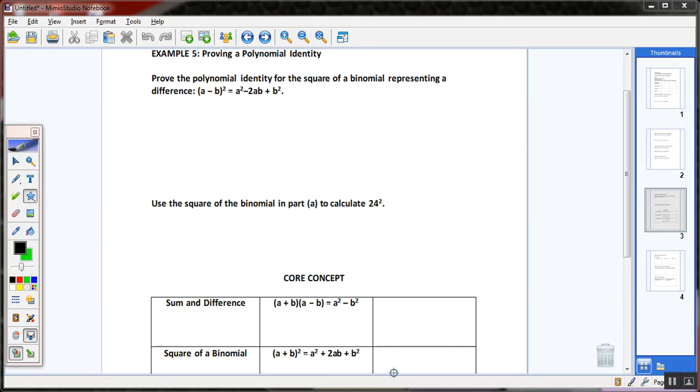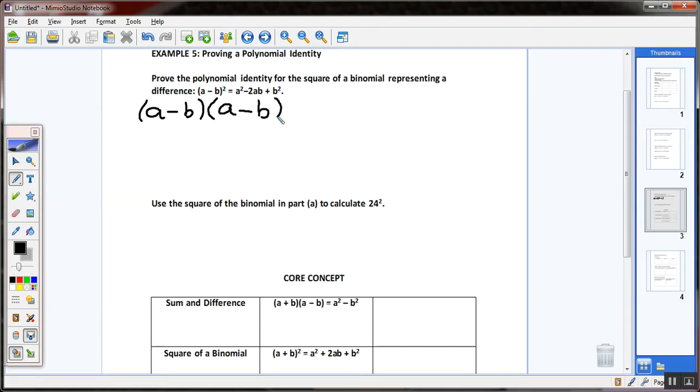We're looking to prove, it says prove the polynomial identity for the square of a binomial representing a difference. We're trying to show that a minus b all to what power, kids? Equals what? Plus what? Okay, so what this is really saying is show that this is equal to this. Well guys, when you say a minus b squared, that means take a minus b times what? Okay, so we're going to show that this is equal, all right?